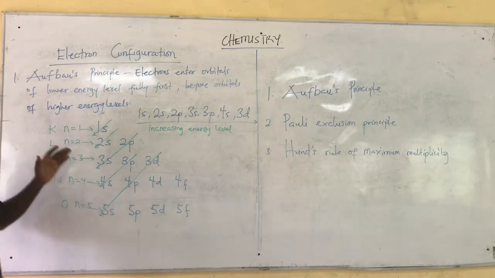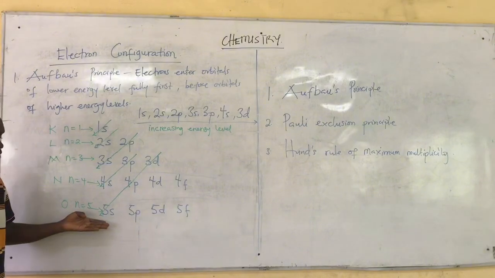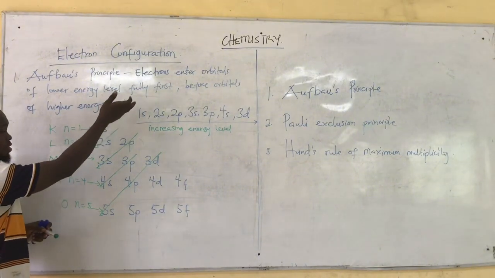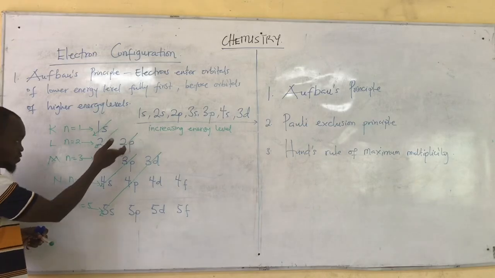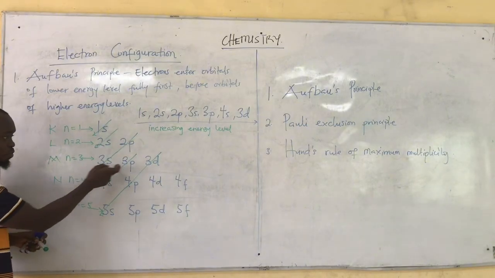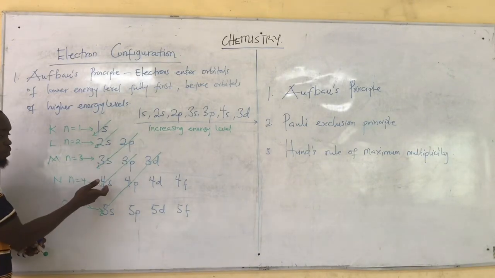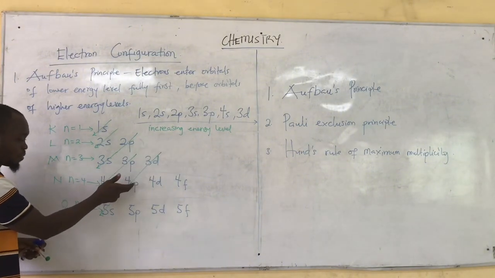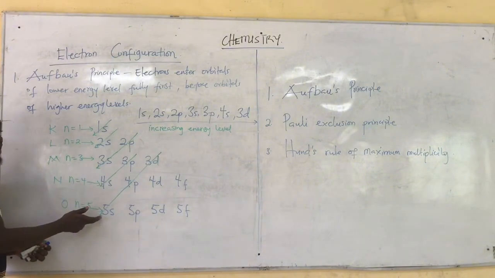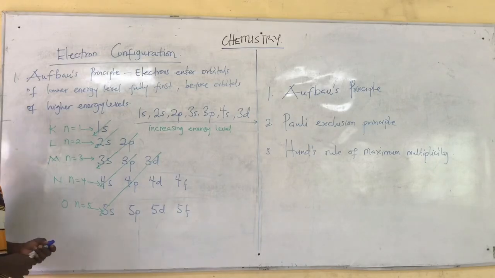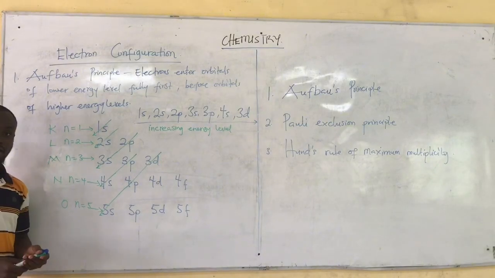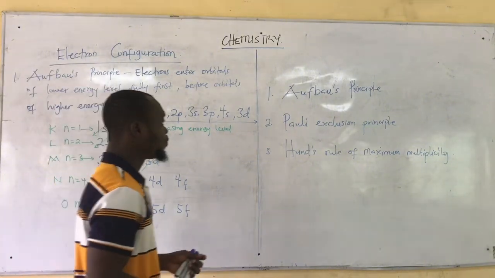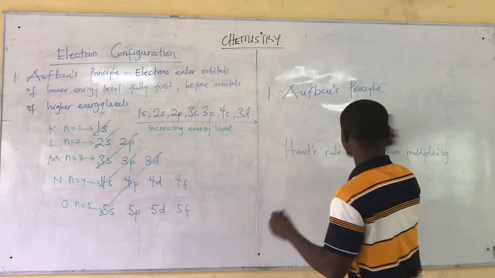So you can also use this diagram as a guide. You first fill the 1s, the 2s, the 2p, then come and fill the 3s, move on to the next, the 3p, come and fill the 4s. Then move on to the next, the 3d, come and fill the 4p, and then the 5s orbital. So that is the Aufbau principle, or the building up principle.